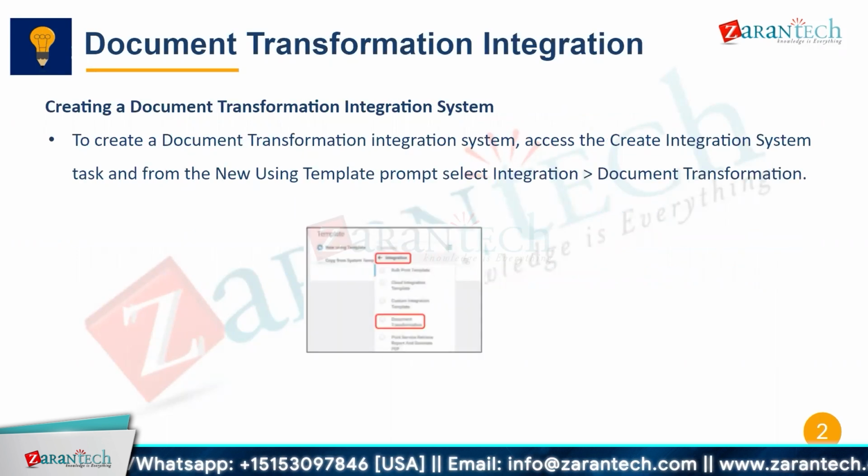How do we create a document transformation integration? So we go to new template. To create a document transformation integration system, access the create integration system task, and from the new using template prompt, select integration document, and then document transformation. Let me show you what it looks like in the tenant. We've talked so much about it.